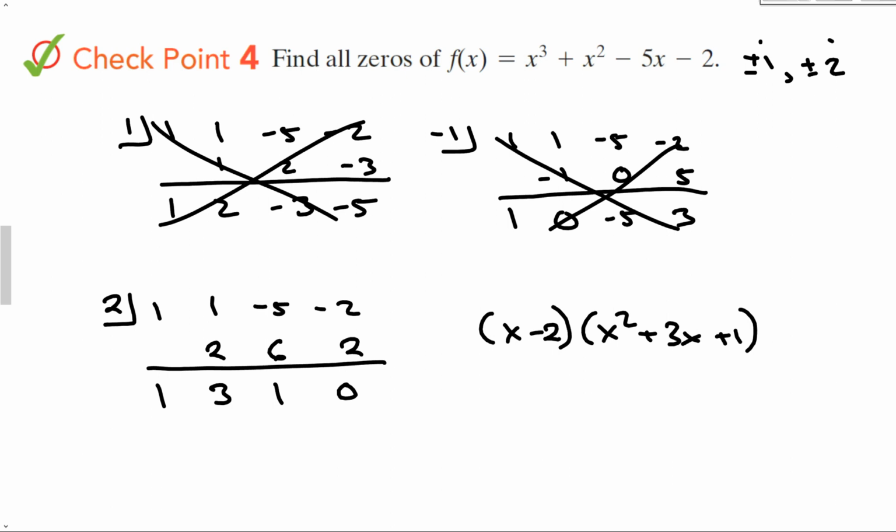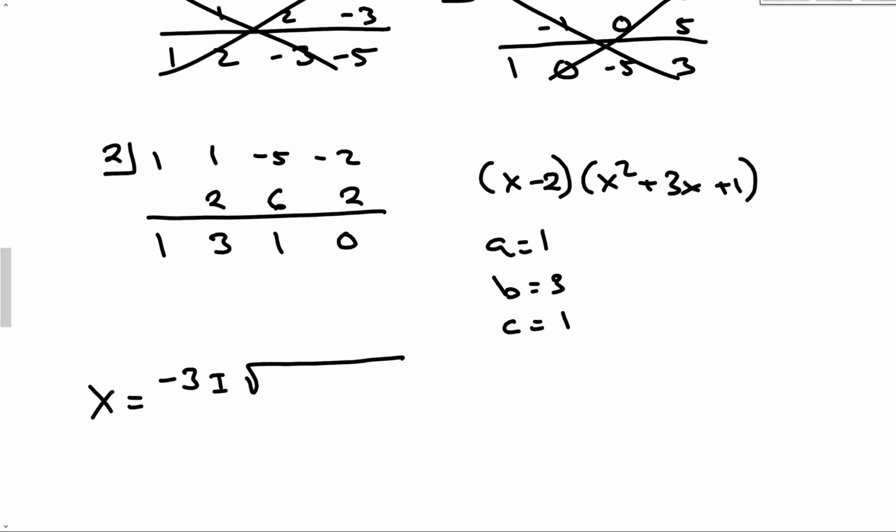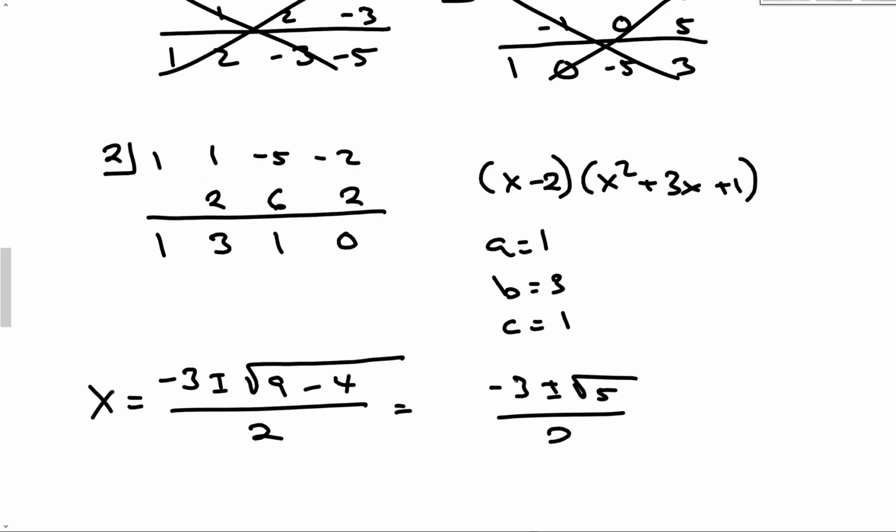Unfortunately, I cannot factor that, which means I have to use the quadratic formula. So a is going to be 1, b is going to be 3, c is going to be 1. So x is going to be equal to negative 3 plus or minus the square root of b squared, that's 9, minus 4 times 1, minus 4, over 2 times 1 is 2. So we have negative 3 plus or minus the square root of 5 over 2.